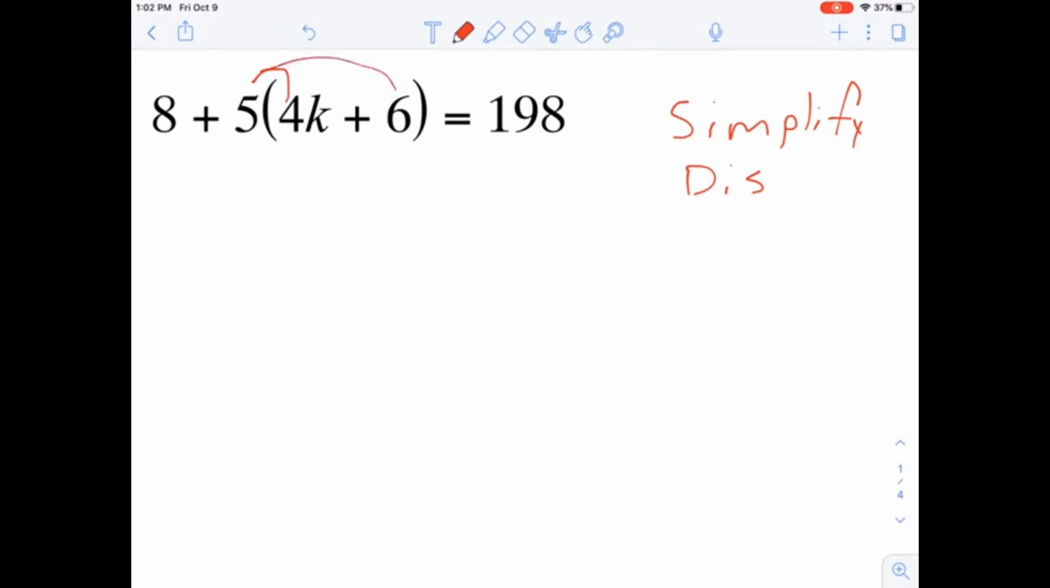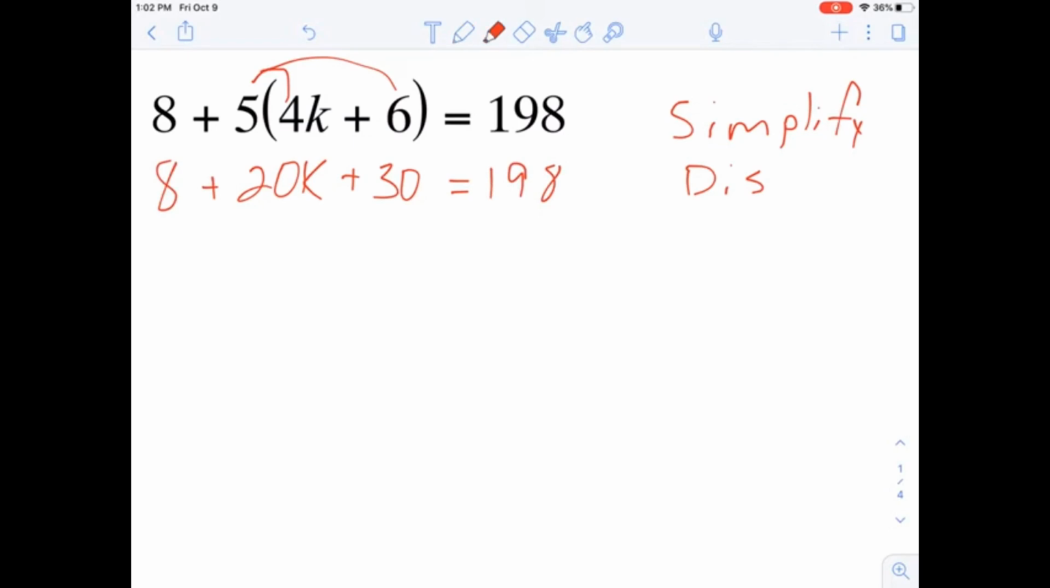So 5 times 4 is 20. 5 times 6 is 30. The equal sign, 198, drops down, and so does the 8 and the plus sign.